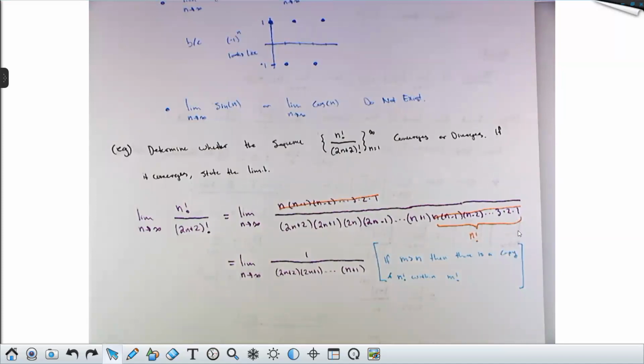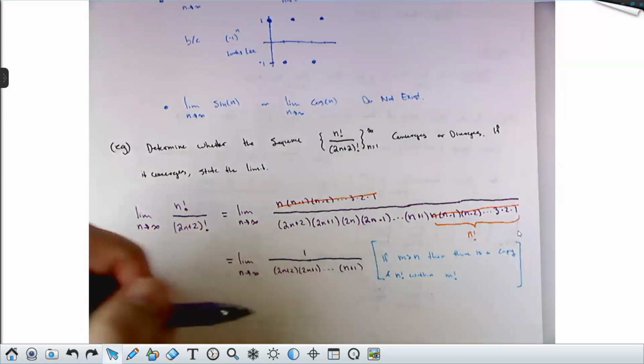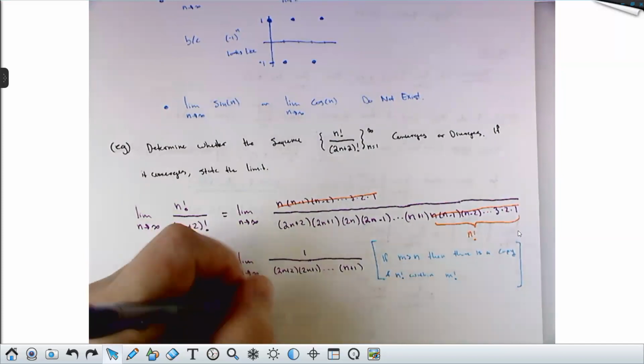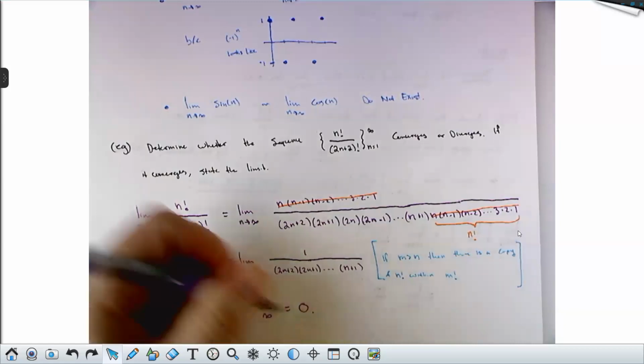So just to finish things up, each one of these terms downstairs goes to infinity. So this is definitely 1 over infinity, which is 0.